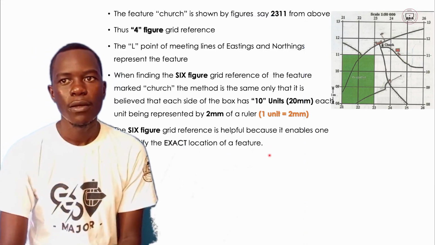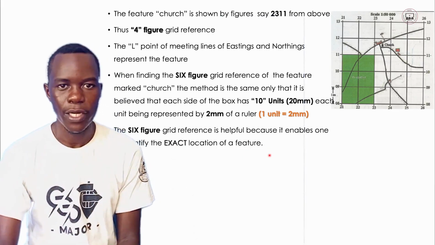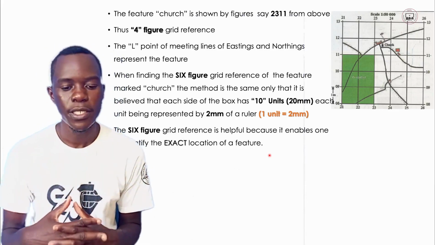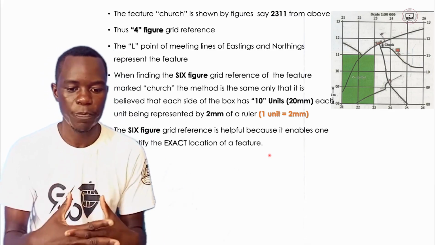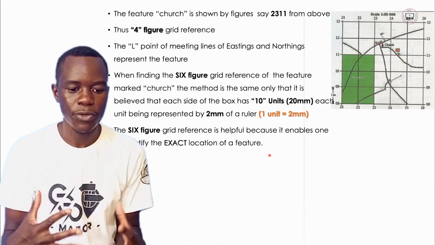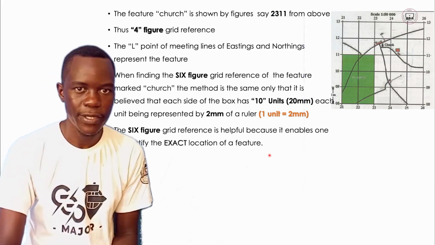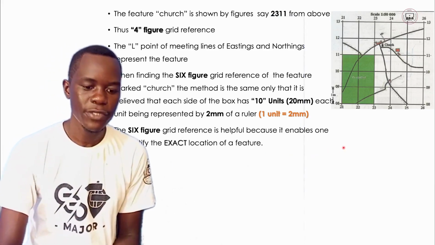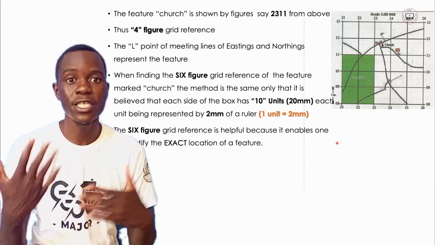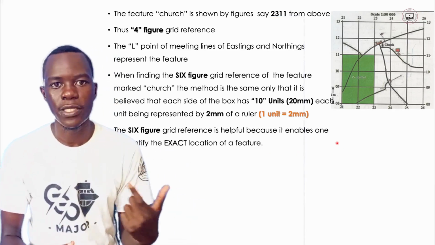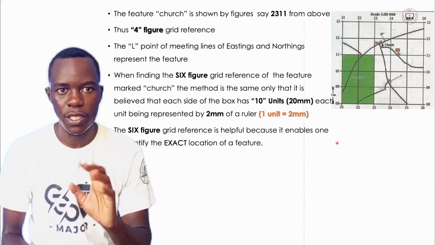Now, what's the importance of the 6-figure grid reference? It enables one to find exactly the location of that particular feature. How can we locate a feature on the map using 6-figure grid references? Like I said, the process is just the same as with the 4-figure grid reference, but the only difference is that in the 6-figure grid reference, you have 6 digits.